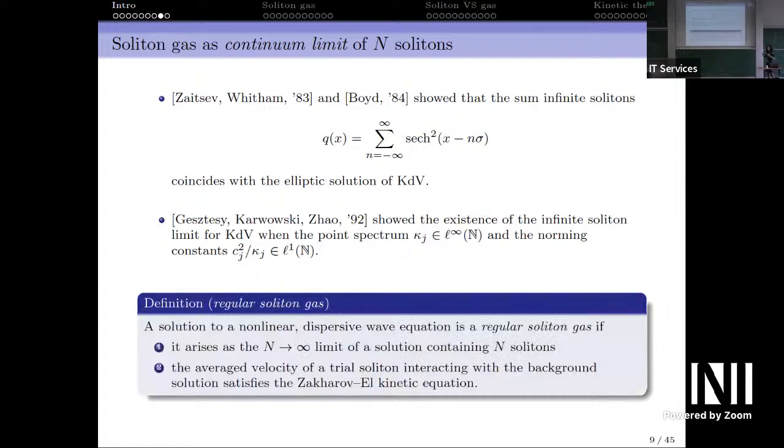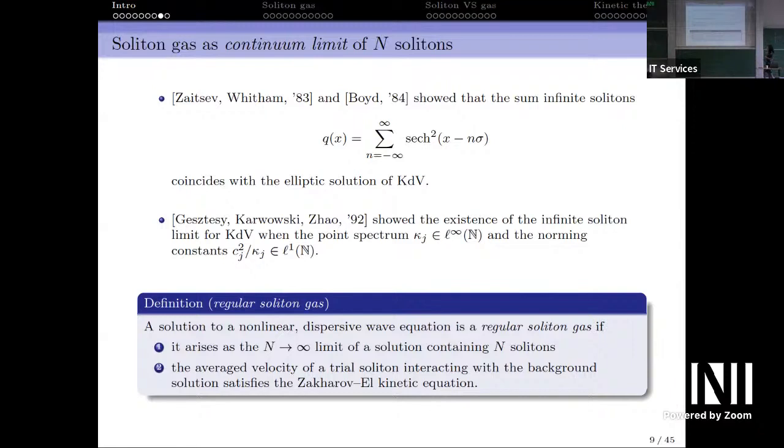So putting together these two points of view, one is what happens when a soliton goes through a gas, and the other is what happens if we take a lot of solitons and pack them all together, we thought it's a natural way to define a soliton gas, and that's why we call it a regular soliton gas. So a solution to a nonlinear dispersive wave equation is a regular soliton gas if it is the limit of an n-soliton solution, and the average velocity of a soliton passing through this gas satisfies the kinetic equation derived by Zakharov and Gennady El. So this is our starting point.